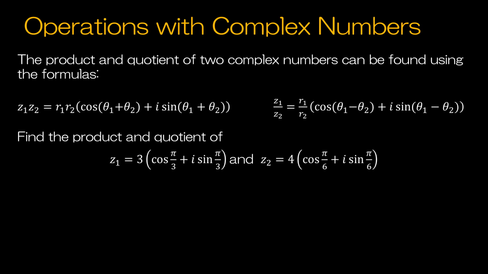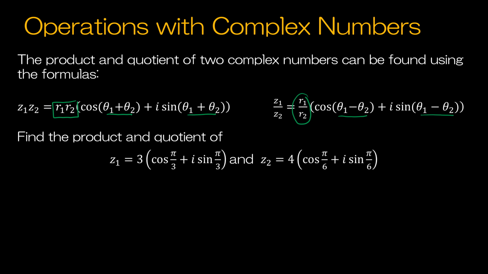Let's now take a look at some operations with complex numbers. So we can find the product and we can find the quotient of 2 complex numbers. And their formulas are fairly straightforward. We're going to be multiplying the r values for a product and adding the theta values, or dividing the r values for a quotient and subtracting the theta values. So let's take a look at how we can work through this together. Let's begin with the product.